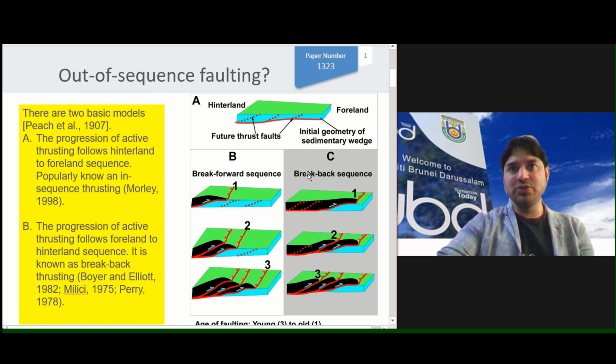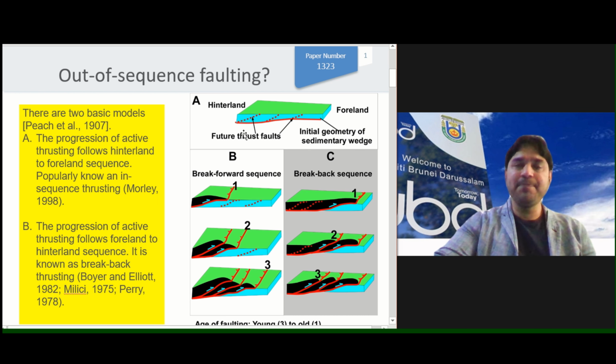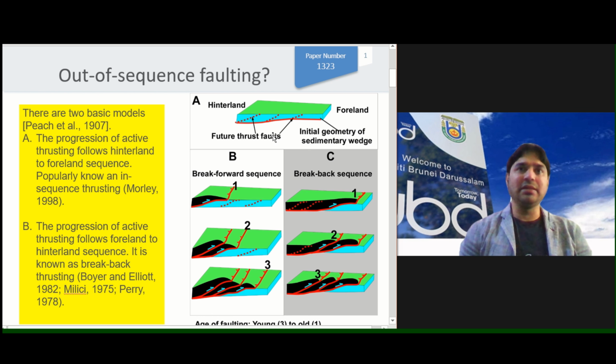You could go from B to C. Let's say A is the initial geometry of the sedimentary wedge, and these are the future thrust faults. Here is the foreland, here is the hinterland. We've seen systematically that the faults, normally the reverse faults or thrust faults, migrate from the hinterland towards the foreland. In other words, the hinterland faults are older and the faults towards the foreland are younger.